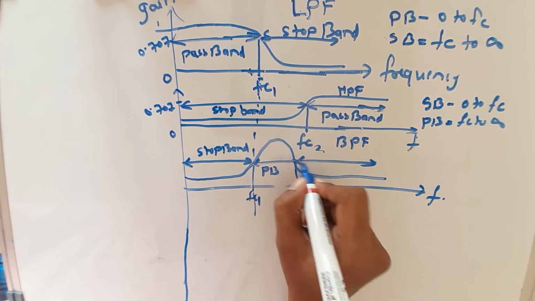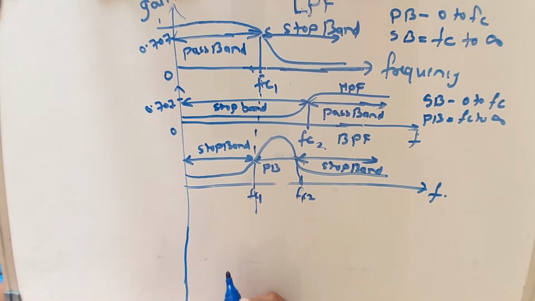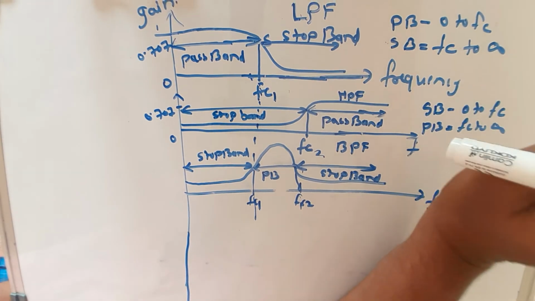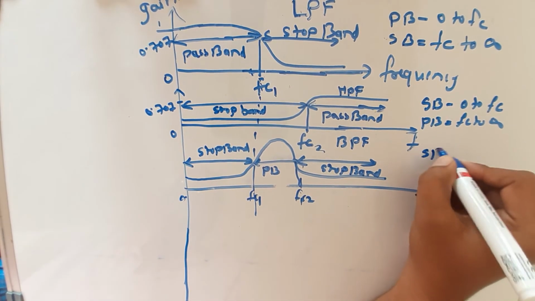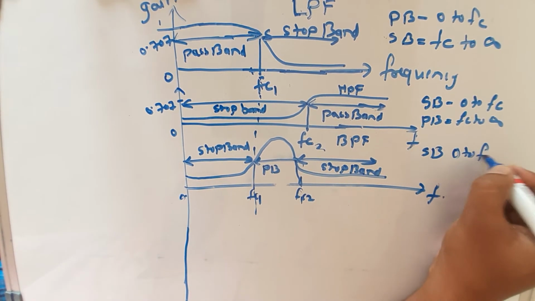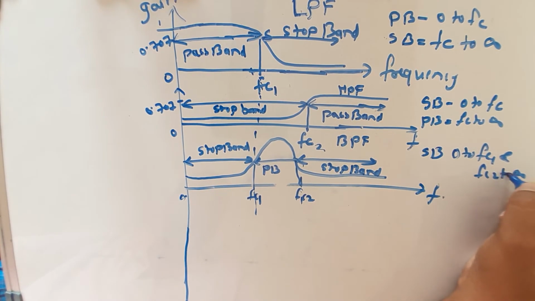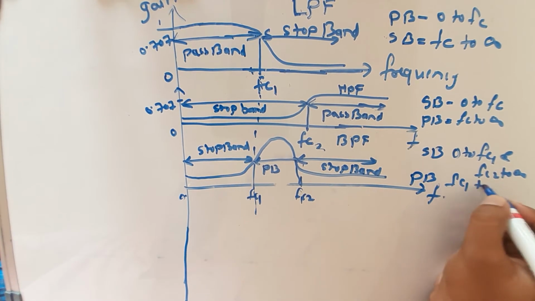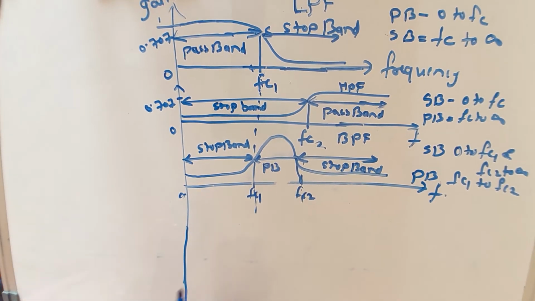Then after this again it is a stop band. So here our band pass filter is a combination of low pass filter and high pass filter. We'll write down the equation. It will start from 0, stop band here, stop band here. The stop band is from 0 to FC1 and FC2 to infinity. Similarly, the pass band is from FC1 to FC2.